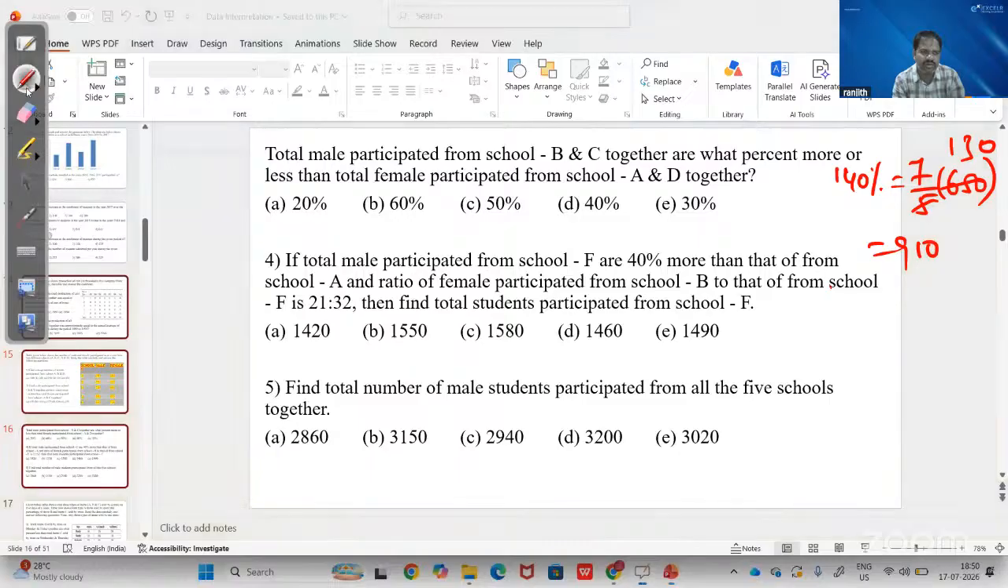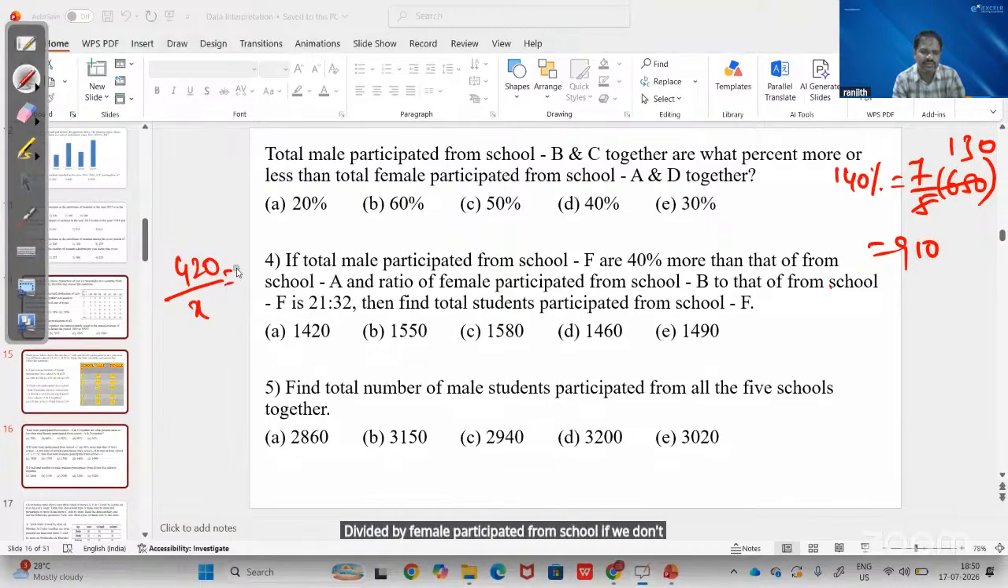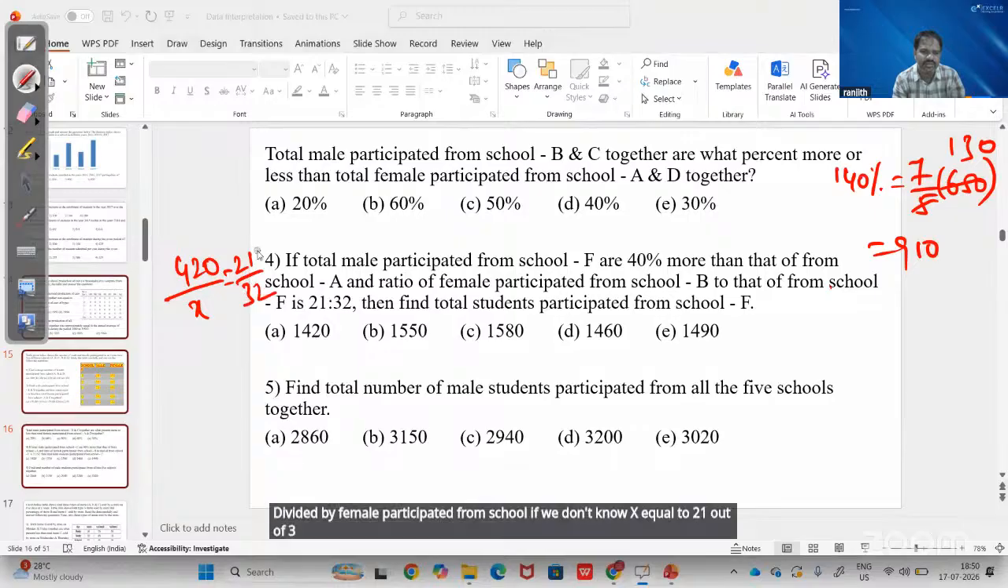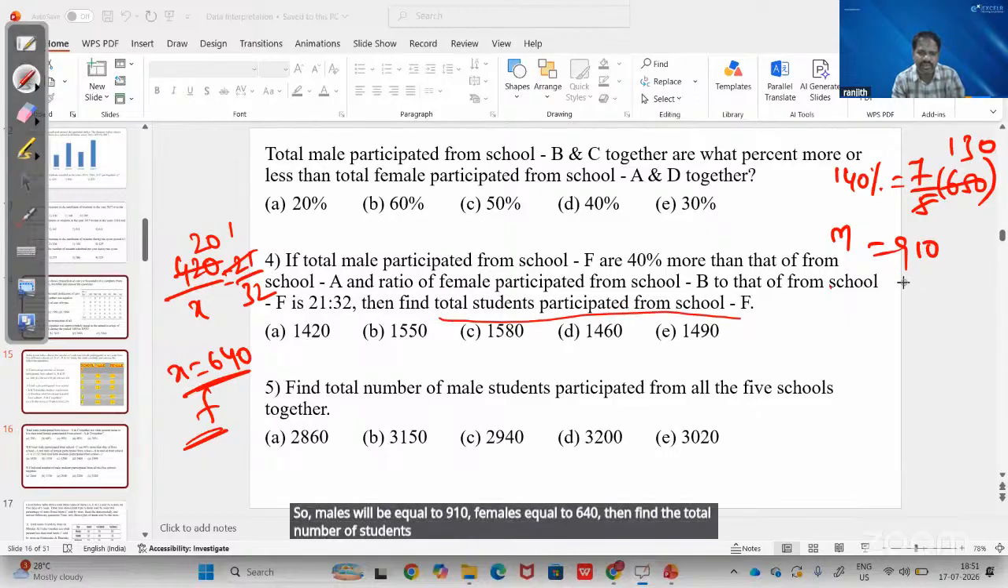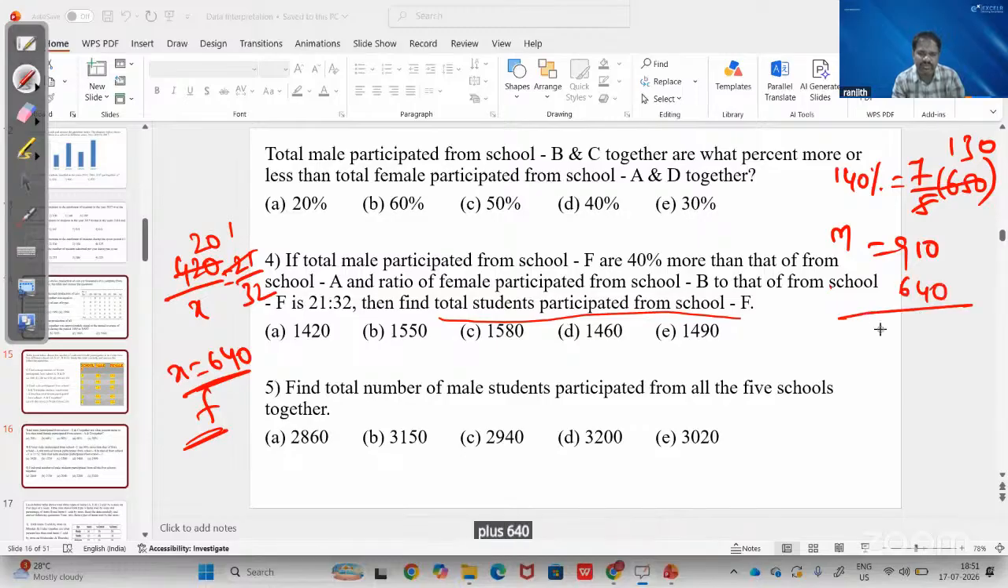So 420 divided by the females from F, which we don't know, is 21 out of 32. 21 ones are 21, 21 twos are 42, so 20 into 32 is 640. So males are 910 and females are 640. Then find the total number of students: 910 plus 640 equals 1550.